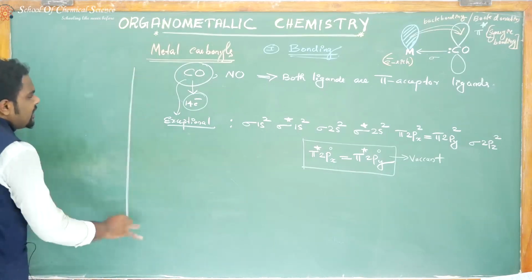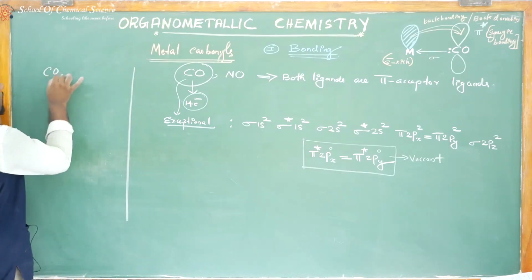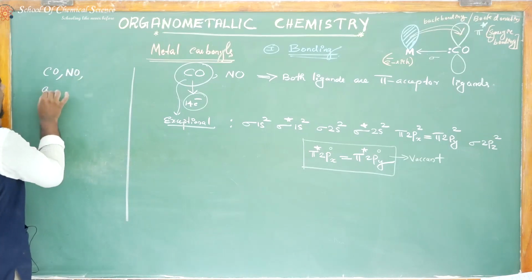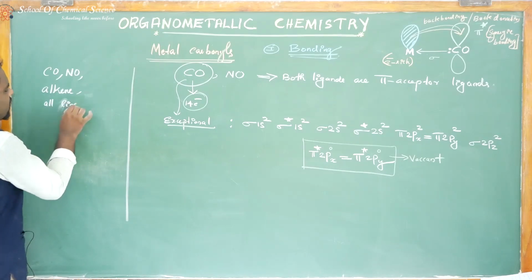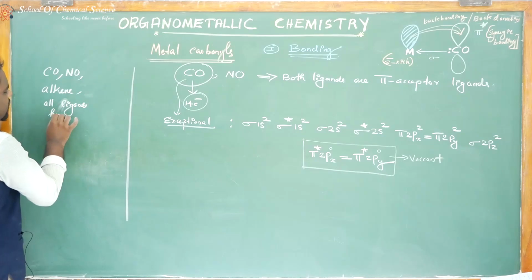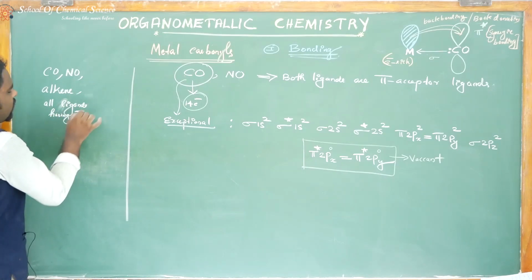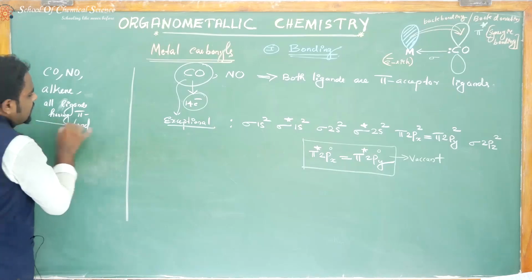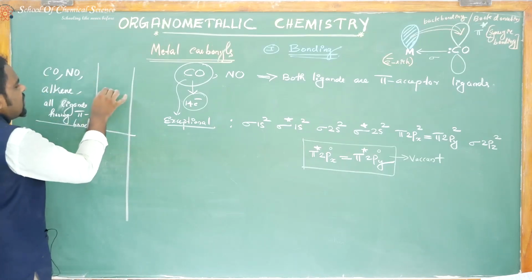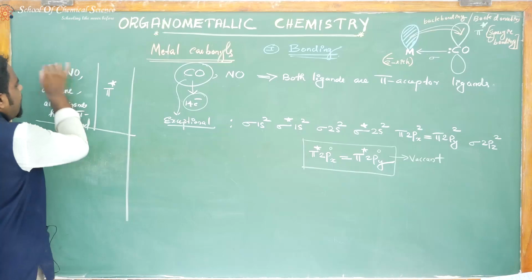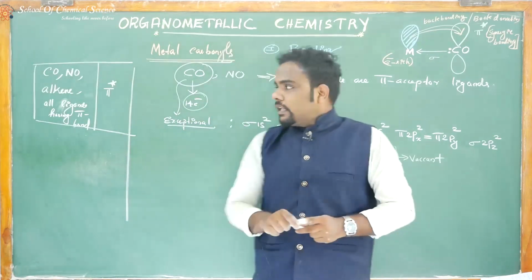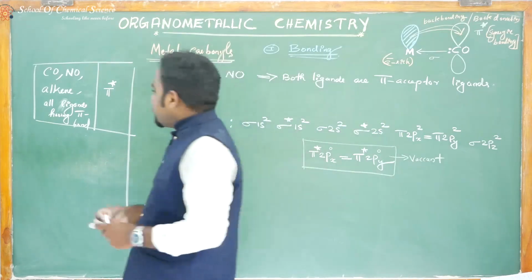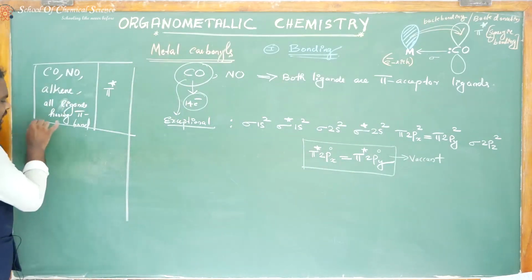In the case of carbon monoxide, nitrosyl, alkene, all double bond ligands, all ligands having a pi bond, their vacant orbital is pi star. So carbon monoxide contains a vacant pi star orbital, nitrosyl ligand has a vacant pi star orbital, and alkene has a vacant pi star orbital.